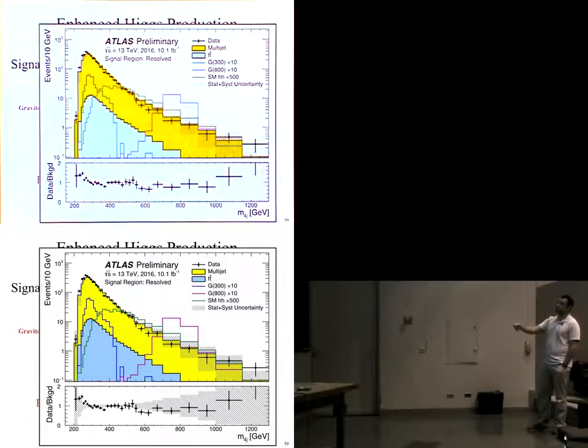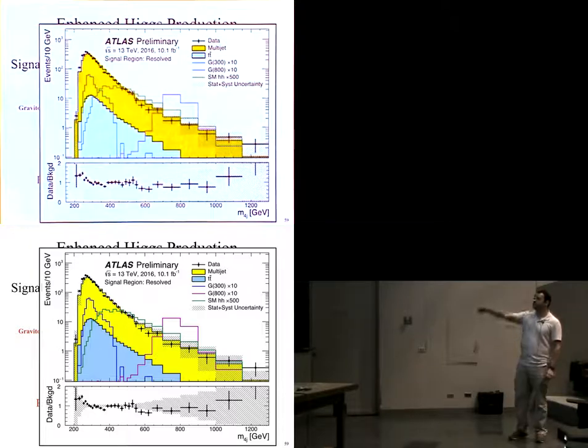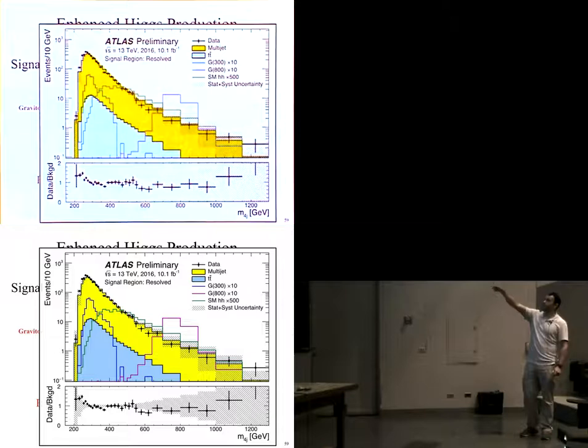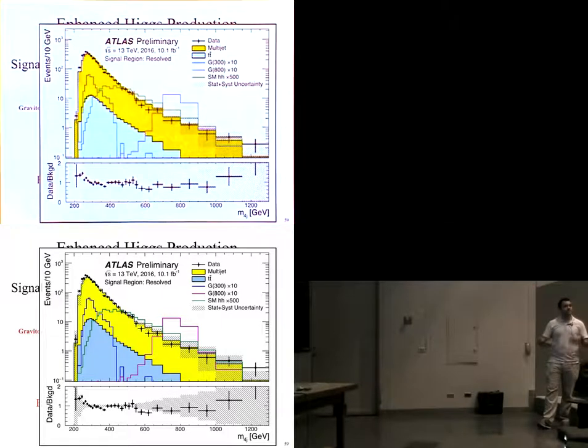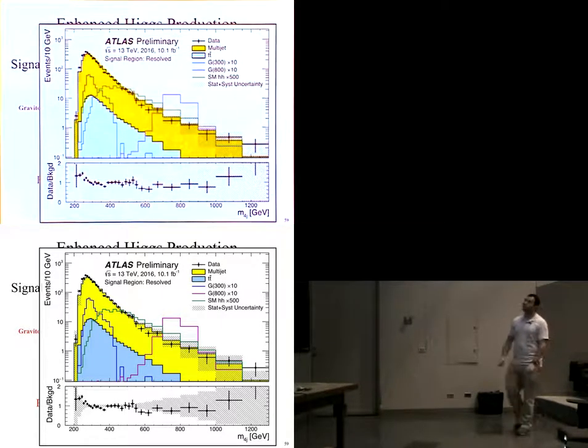And you can see these colored lines. This shows the distribution of events that you would see if there was a graviton. You'd have a peak in this distribution, similar to how we discovered the Higgs with a peak in the photon mass. A graviton at a heavier mass would give a broader peak. And then you can see in the black dots our data. That's how many events we see at these given masses.